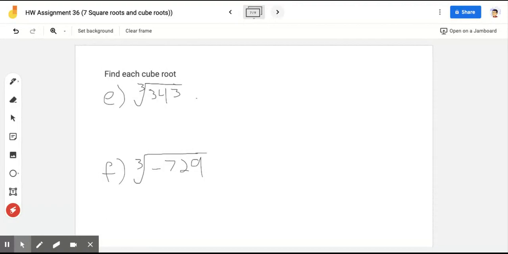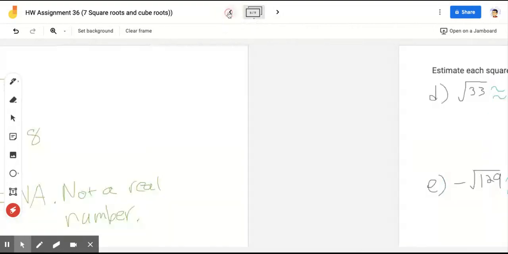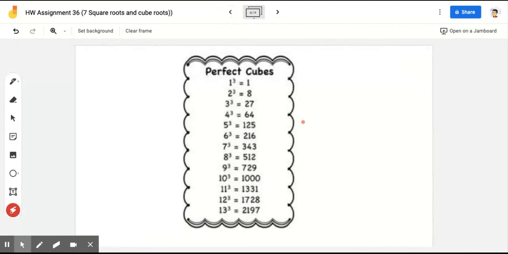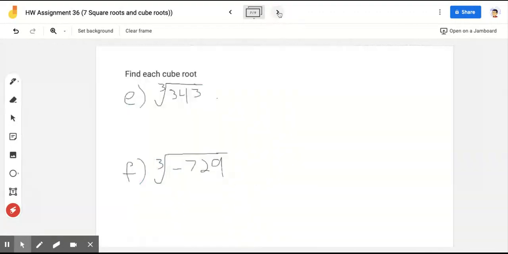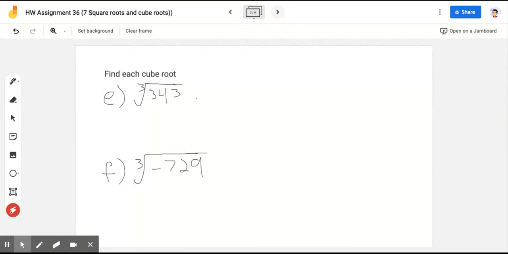All right, moving forward, find each cube root. And I can use my cube list to help me out with this as well. So let's see, that was the 343 right here. The cube root of 343 is 7. Again, notice that little 3 that's up here. That tells us that we're dealing with a cube root.